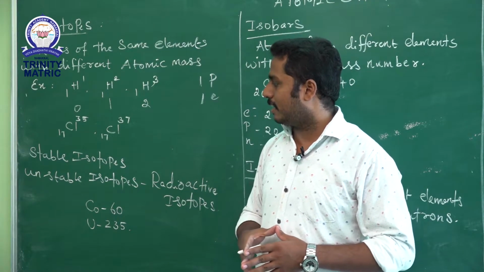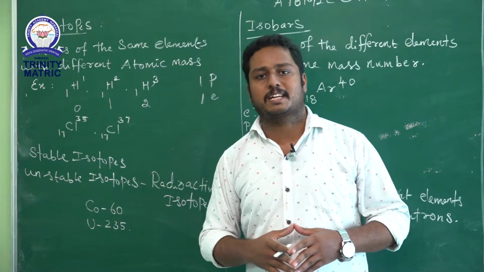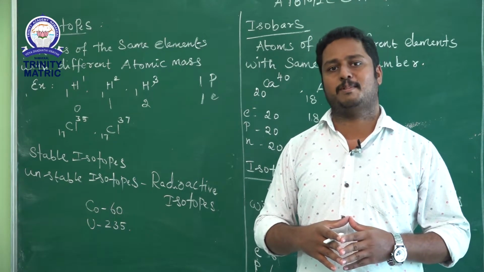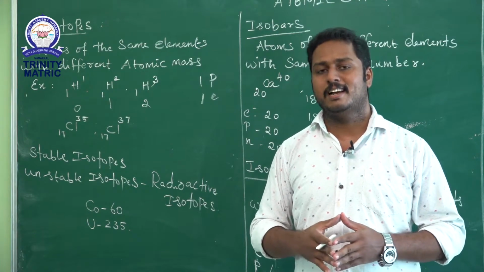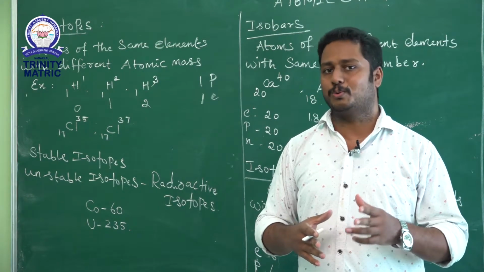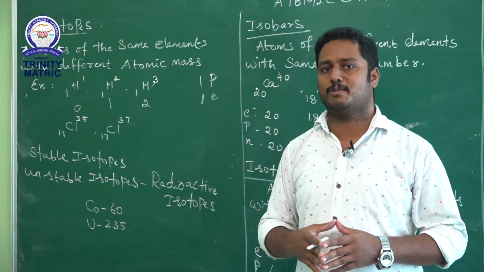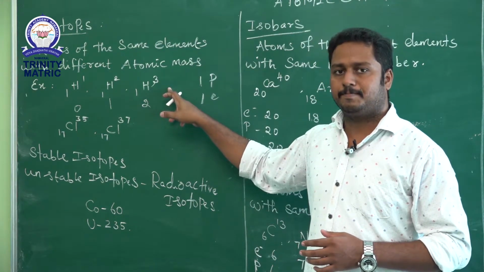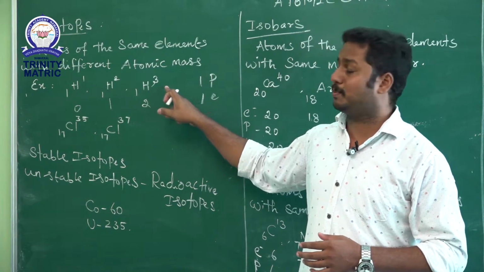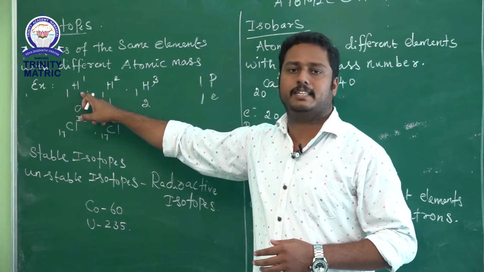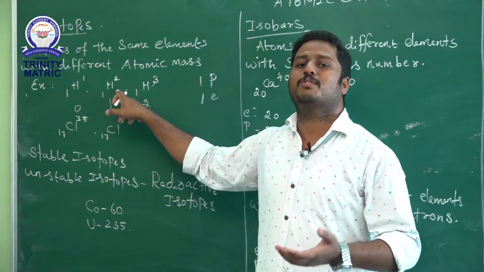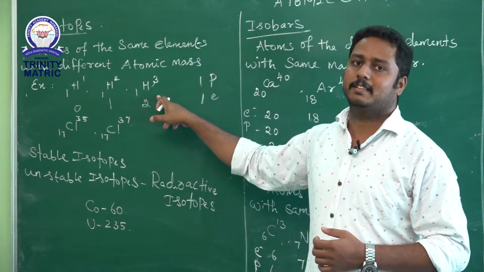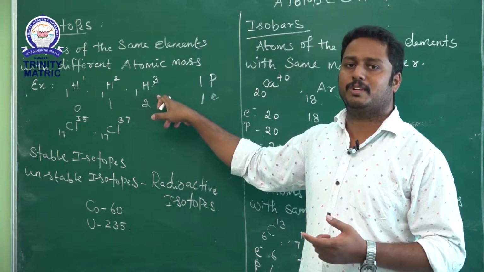Okay, clear? The next point: generally, isotopes are classified into two types, stable and unstable isotopes, based on their stability. Just consider the first case. Out of these three hydrogen isotopes, the first two, protium and deuterium, are stable isotopes. But the third, tritium, is an unstable isotope.